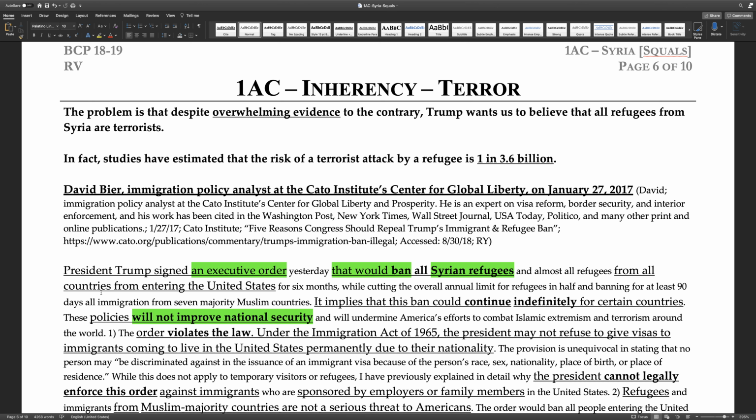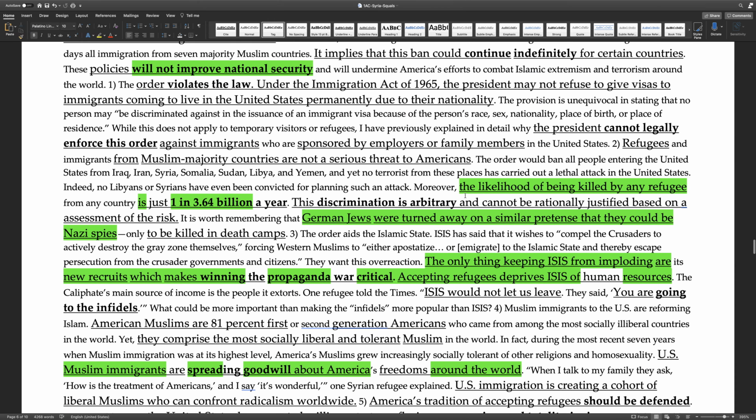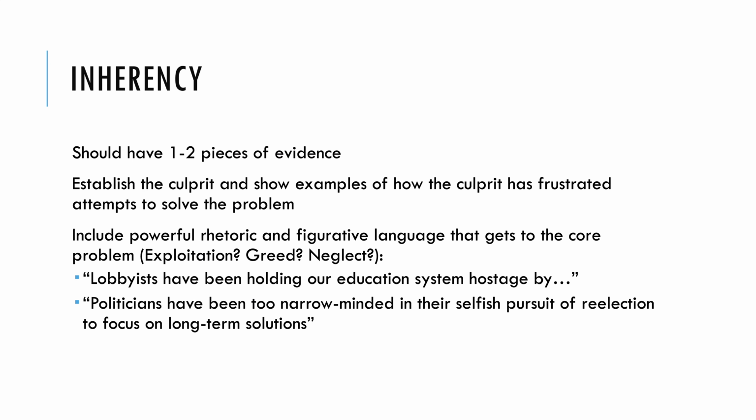terrorists themselves. And so this evidence, I think, did a really good job of simultaneously establishing that fears of terrorism are motivating or allowing Trump to justify eliminating Syrian refugees, but also that those fears are seriously overblown. There is a 1 in 3.6 billion chance that they are actually terrorists. Pretty low. So let's keep going.